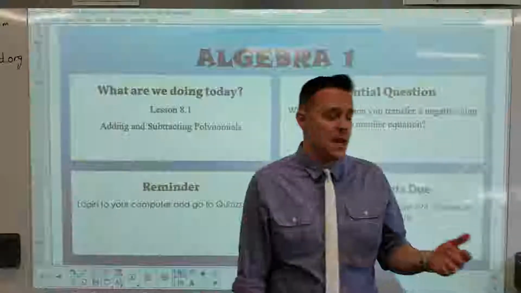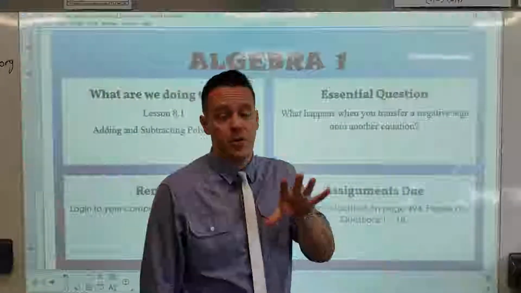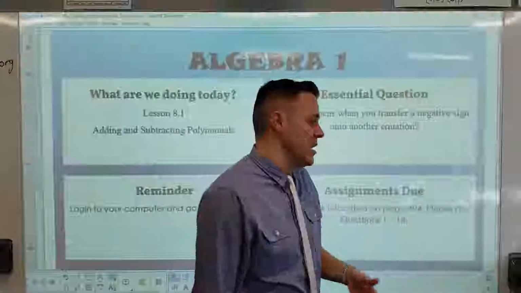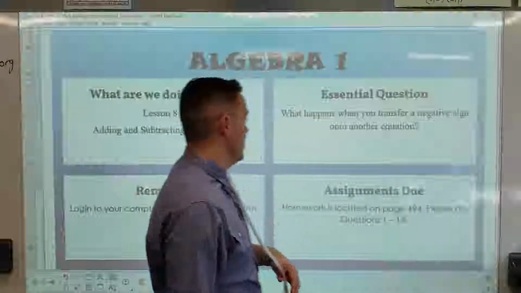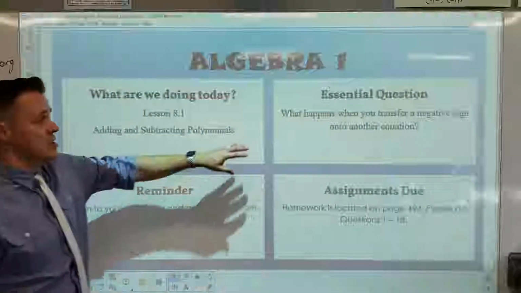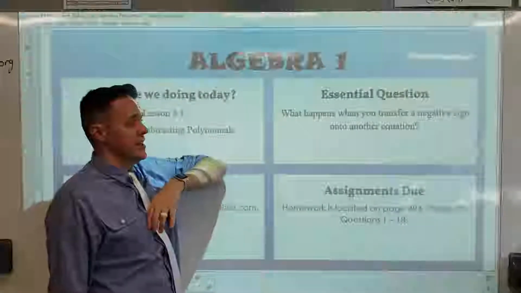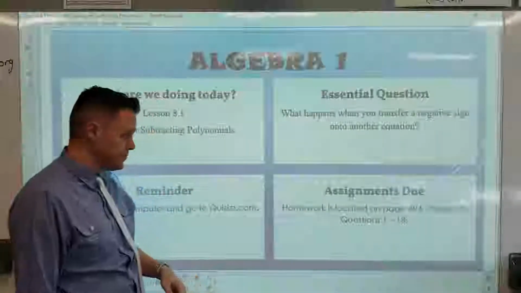So we're going to start lesson 8.1. Please make sure you guys have your books open to page 491, so that way you can follow along as we talk about adding and subtracting polynomials. First things first, we have our essential question: what happens when you transfer a negative sign to another equation?